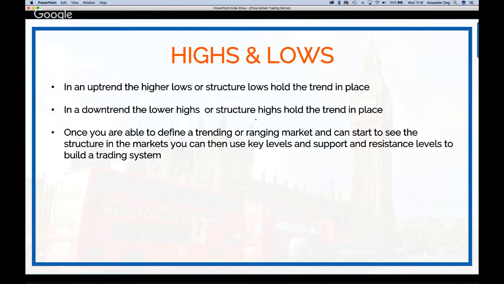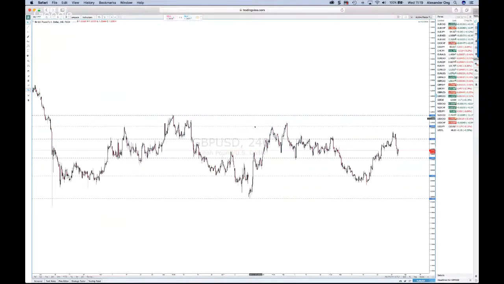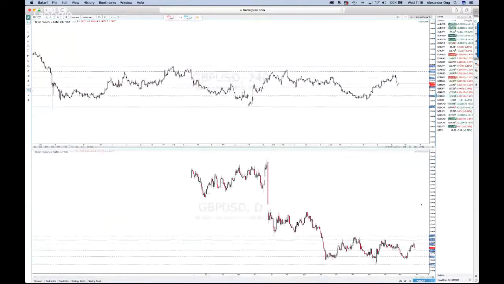And in a downtrend, it's the lower highs, or the structure highs, that hold a trend in place. Now, why is that? Let me explain this a little bit. You see, when the market is moving up, in fact, let's go back over to a chart for a second. Let's find a trending chart.